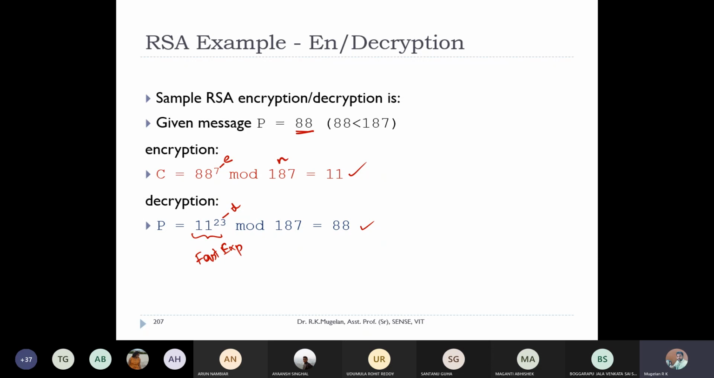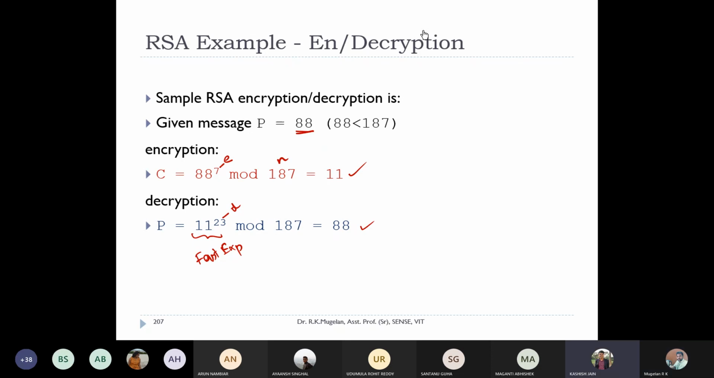Is it clear, guys? For your understanding, I just showed the process of RSA with a smaller number. Is it clear? If it is clear, raise your hand. If you have any doubts, you can ask me now. Excuse me, sir. Yes. Can you explain this once again?